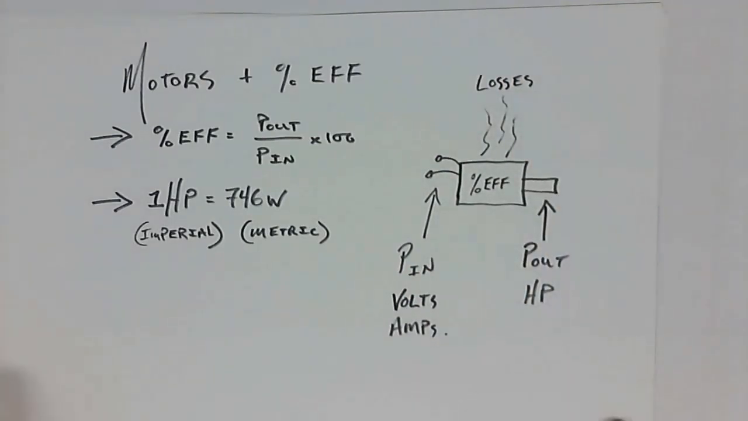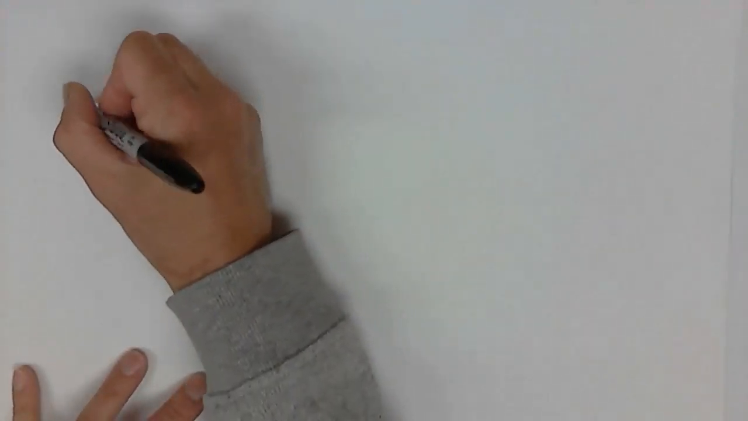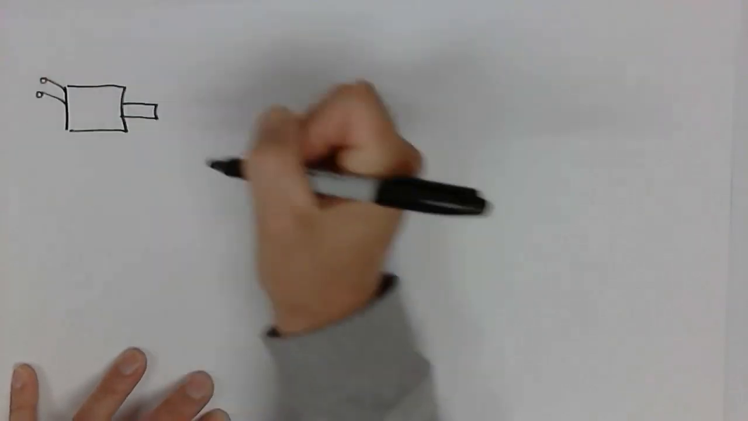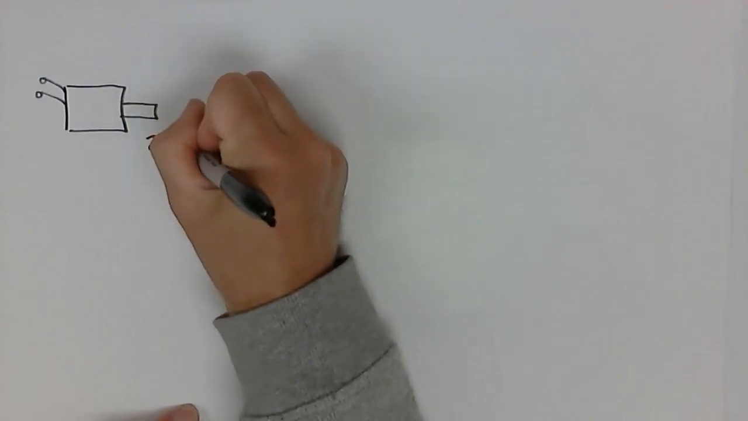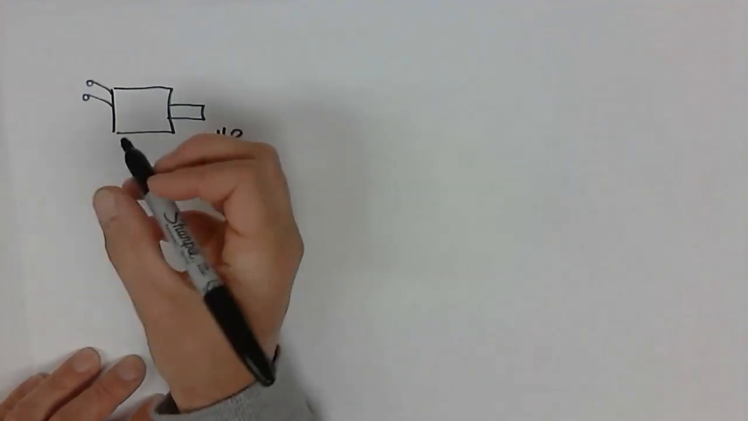So if we wanted to do a calculation with a motor, we could determine what the total losses were. So let's do two calculations with motors, and then we'll see what we get from that. So first thing, here is a motor. It has a 20 horsepower output, and the input that we're going to have for this is going to be 80 amps at 240 volts.